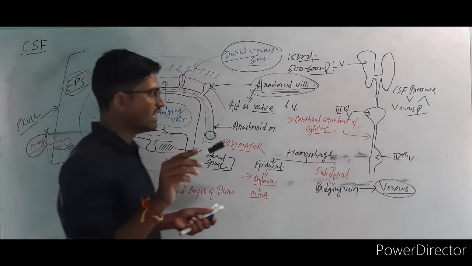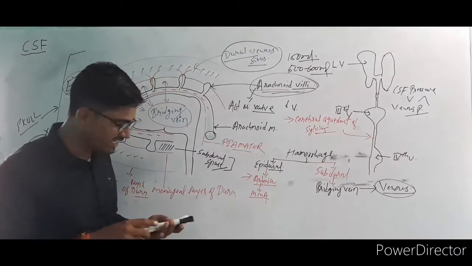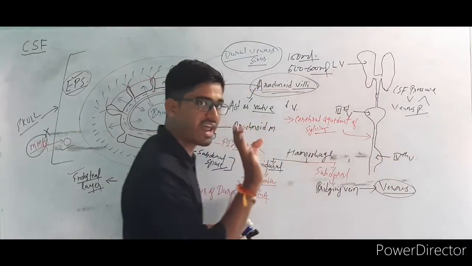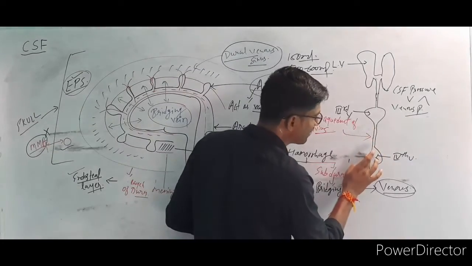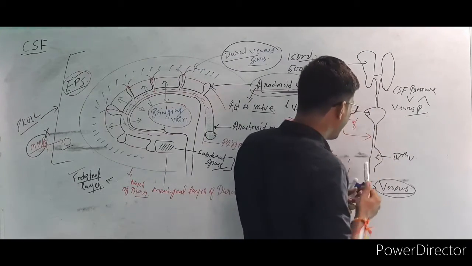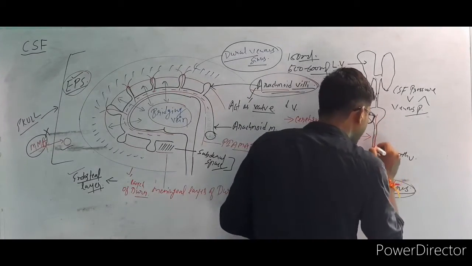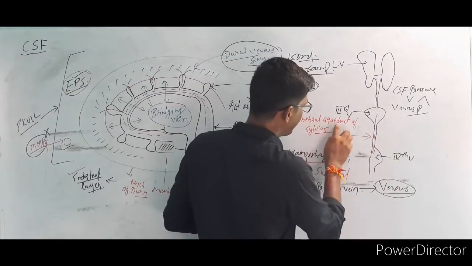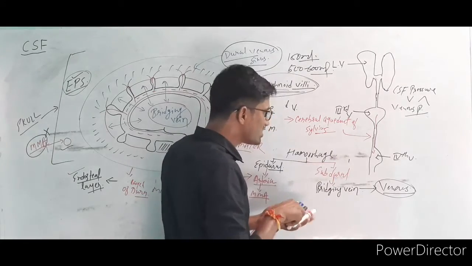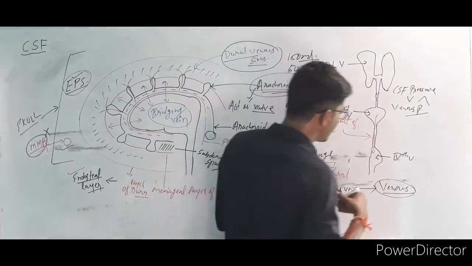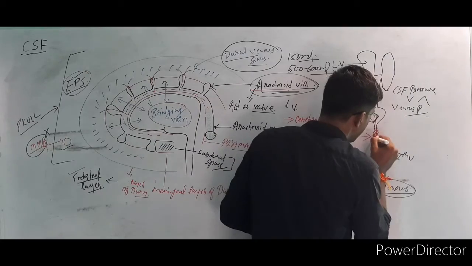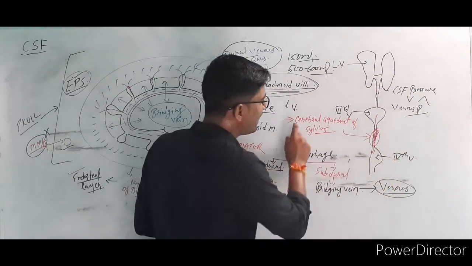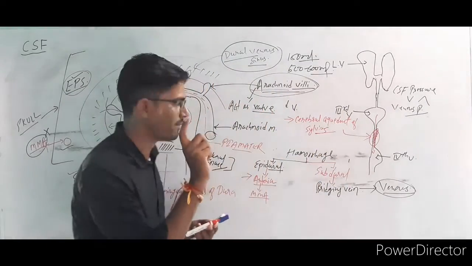Now the clinical aspect. I told you the third ventricle communicates with the fourth ventricle, right? So CSF from here will enter into the fourth ventricle. Here is the cerebral aqueduct. What will happen if stenosis occurs? In case of cerebral aqueduct stenosis, what will happen?